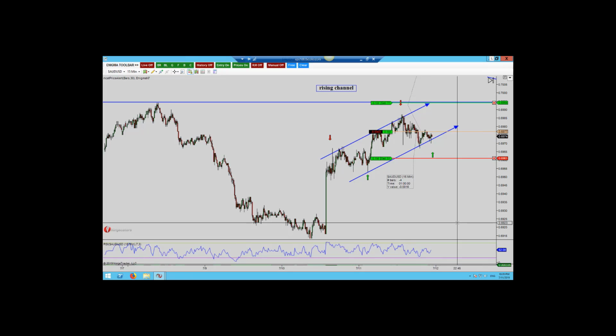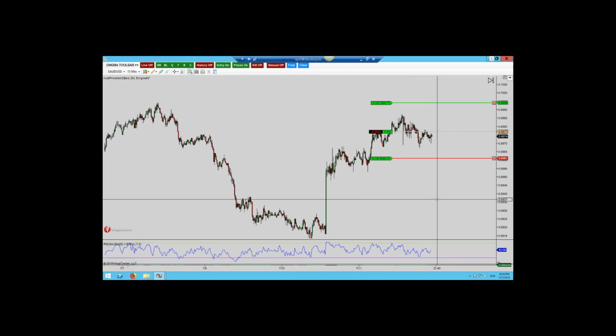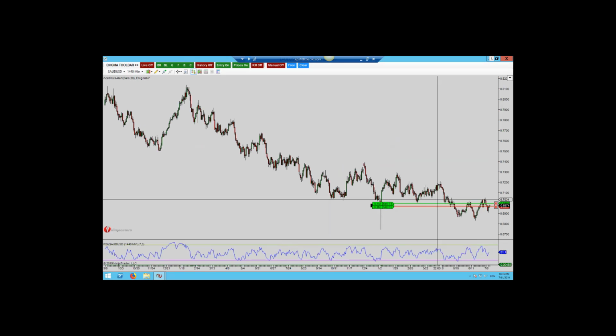This is the Aussie dollar on the 15 and we have a rising channel. We've had 4 touches and a retest. We can actually see it better on the 60, but first of all let's do the higher time frame analysis. Now my PC is running a little bit slow, so I'm hoping it's going to be okay to do this.